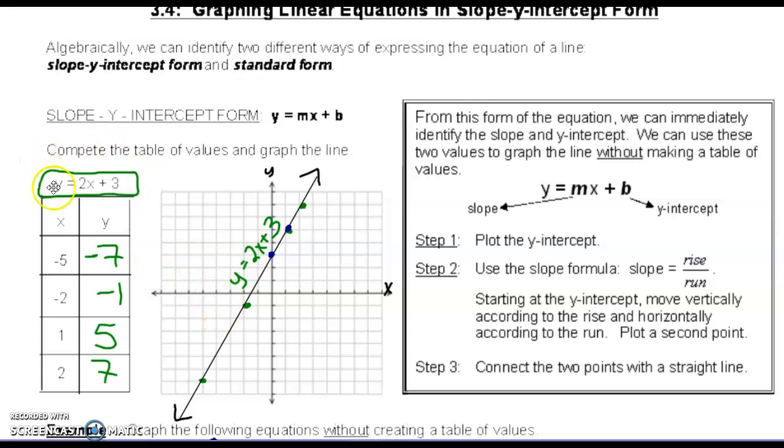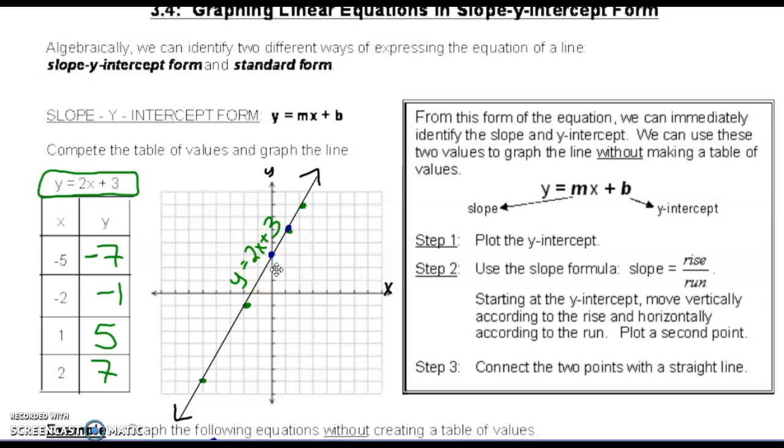Notice in this equation y equals 2x plus 3, we've talked about this previously, b represents the y-intercept and m is our slope. So, as an alternative, we could graph this line without using our table of values, using our slope and our y-intercept. My starting point here is my y-intercept. So looking at this equation, the y-intercept is 3. So from 0, 0, I move up 3, and I plot my y-intercept.